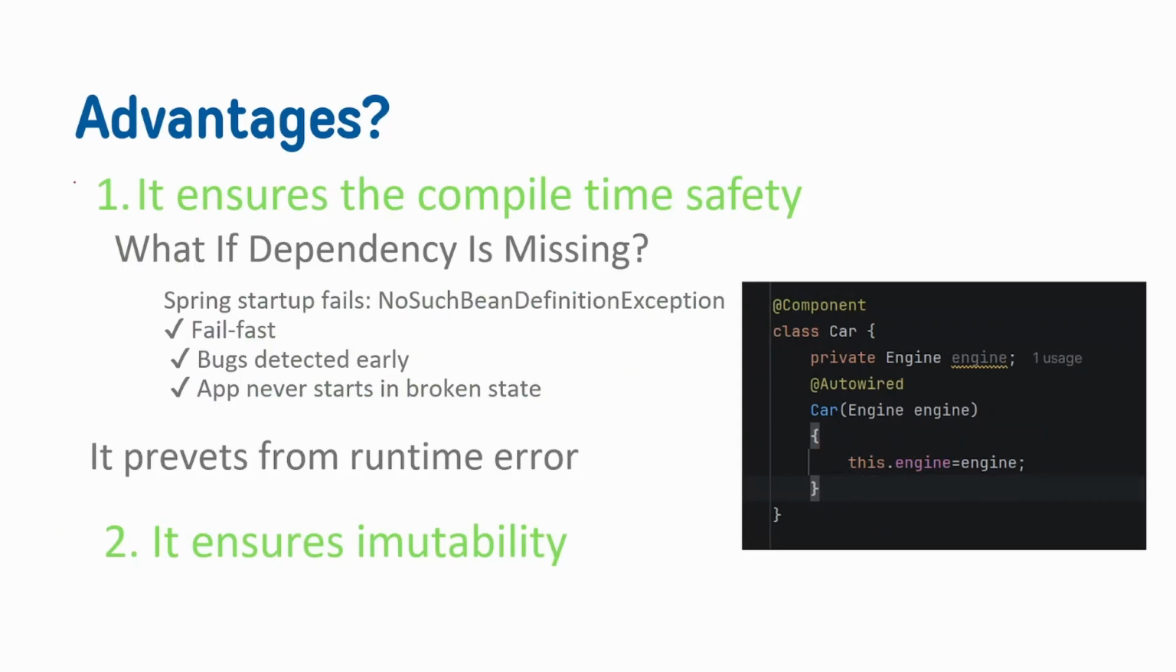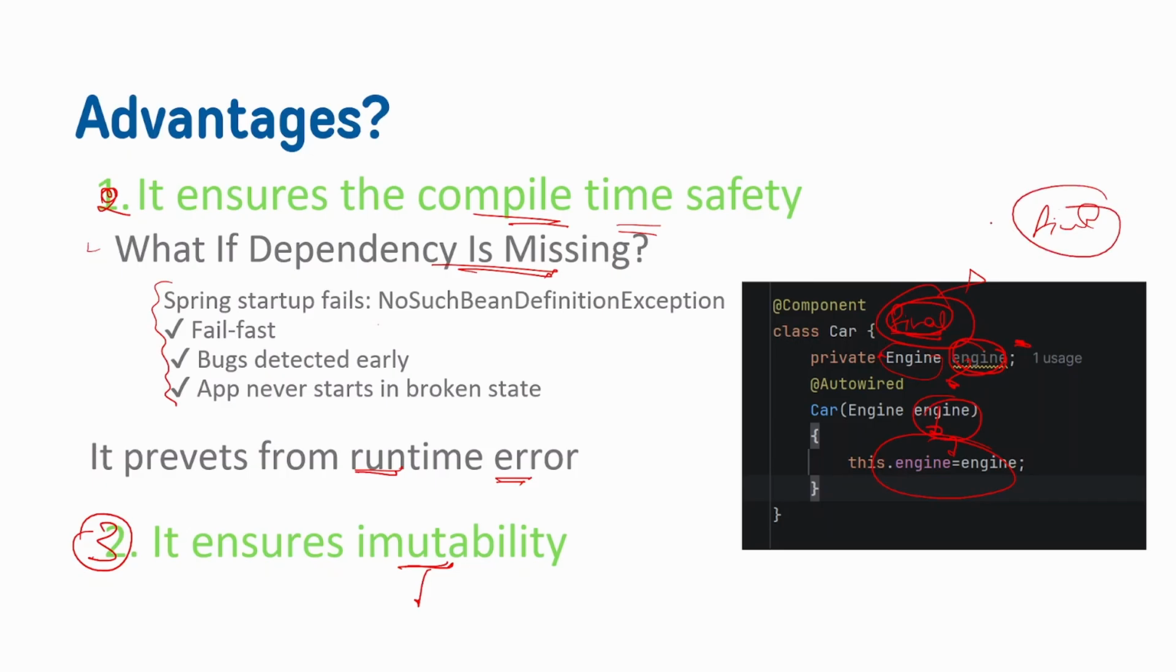Now, what happens if the dependency is missing? That is the second and third advantage. The third advantage is that it ensures compile time safety. If a dependency is missing, it gives a compile time error and the bug is detected early. It prevents runtime errors, and it also ensures immutability. Once the engine is created, it cannot be changed, because we can use the final keyword. Once we use final, it must be initialized either at declaration or with the help of the constructor. Since it is initialized using the constructor, we can use the final keyword here, so it guarantees immutability.